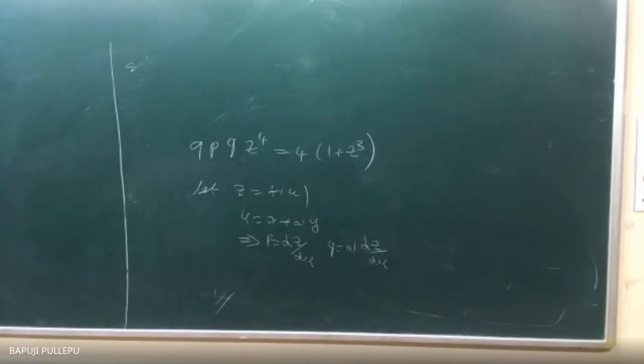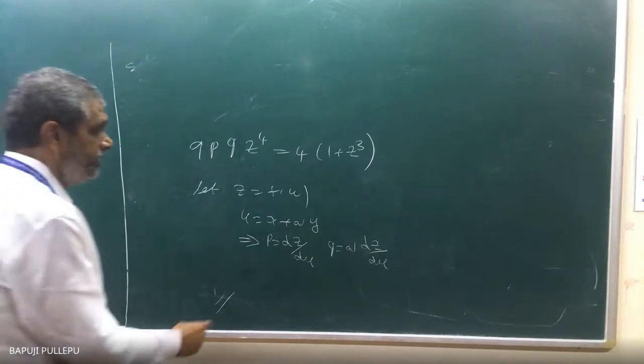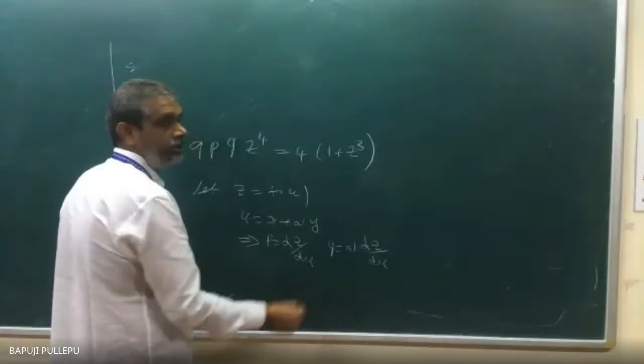Okay. z is equal to f of u, where u is equal to x plus ay, which implies p is equal to dz by du, q is equal to a into dz by du. Now go back and substitute it slowly. What will you get? In equation 1 you can substitute p is equal to dz by du, q is equal to a dz by du.